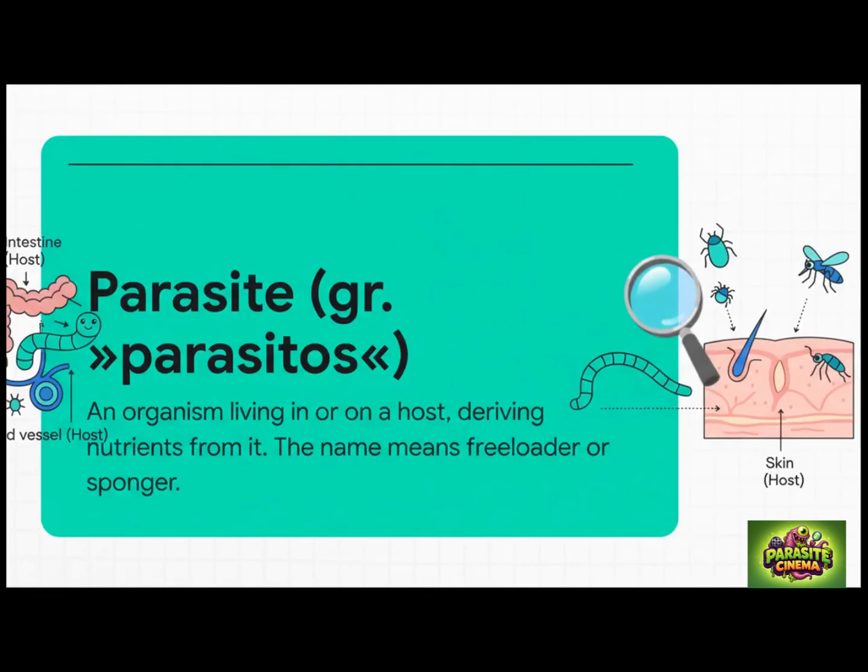So what exactly is a parasite? Well, the word comes from Greek and it literally means freeloader or sponger. And that really hits the nail on the head. It's a living thing that lives on or inside a host, feeds off of it, and in the process can cause harm. It's a very one-sided relationship, let's just say that.